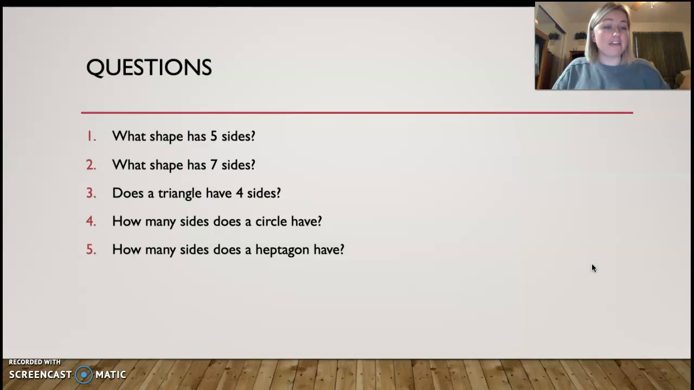So I have 5 questions for you to answer. So I'll give you a few moments. I'll read them out loud first. So the first question is, what shape has 5 sides? The second question is, what shape has 7 sides? The third question is, does a triangle have 4 sides? The fourth question is, how many sides does a circle have? The fifth question is, how many sides does a heptagon have?